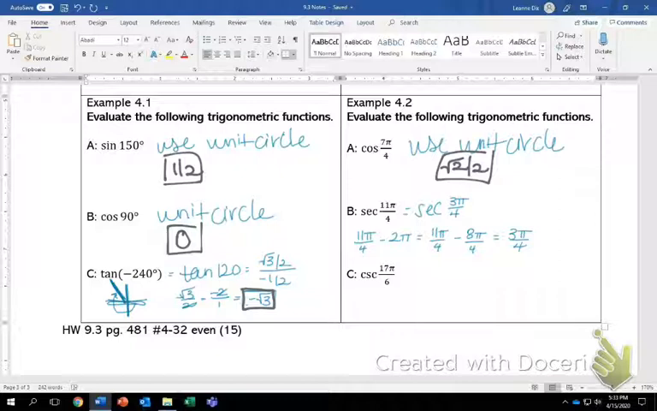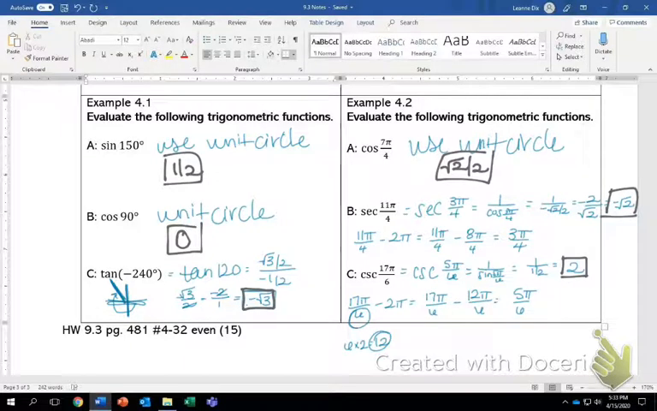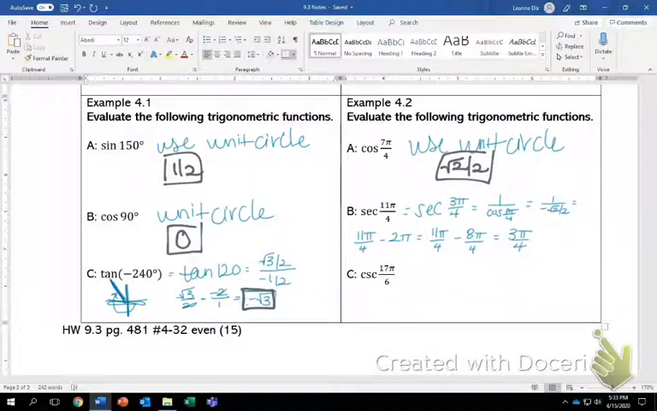Now, secant is the reciprocal of cosine, all right? So I can write this as 1 over cosine of 3 pi over 4, which is going to be 1 over the negative square root of 2 over 2, which equals negative 2 over the square root of 2, because with anything 1 over anything, it basically just flips your denominator. So in this case, I have a fraction, so I flipped my fraction. That's what I did. If I were to rationalize this, it is negative square root of 2. That's our answer.